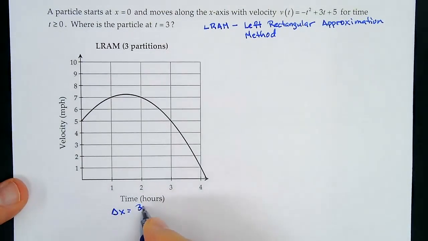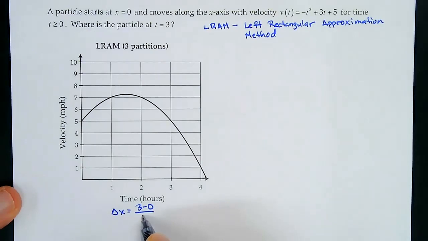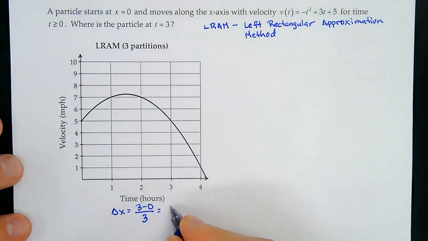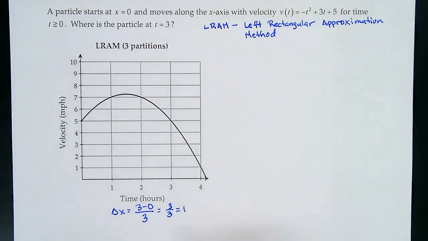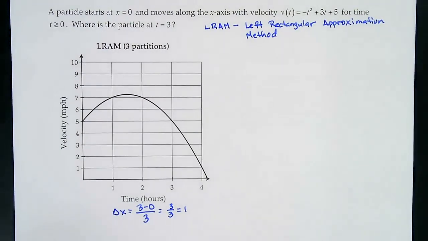So 3 minus 0, and we're going to divide by how many partitions there are. So this is 3 partitions. And so that gives you 3 over 3 equals 1. Now, you may not understand that completely yet. We are going to do more problems that involve this, okay? So that means we're going to make 3 rectangles, and each one is going to have a width of 1. So we're going to go from 0 to 1. We're going to go from 1 to 2 and 2 to 3.